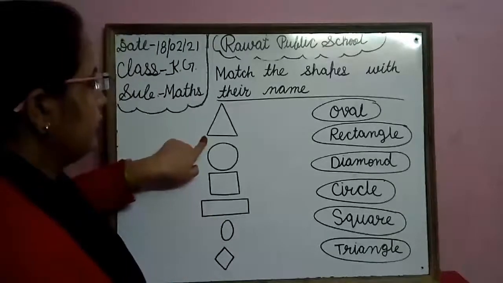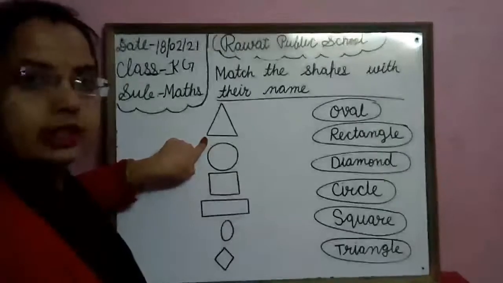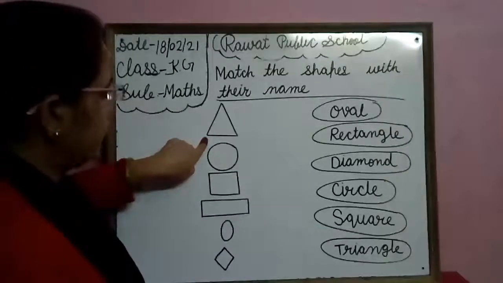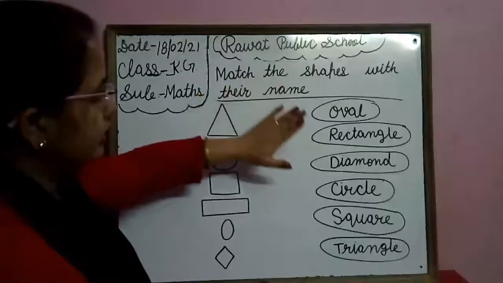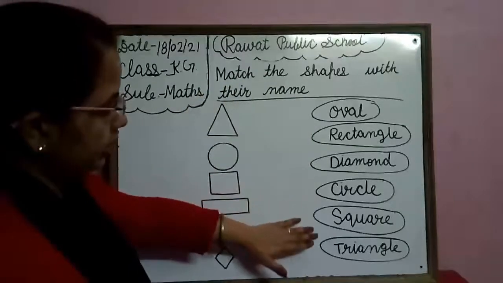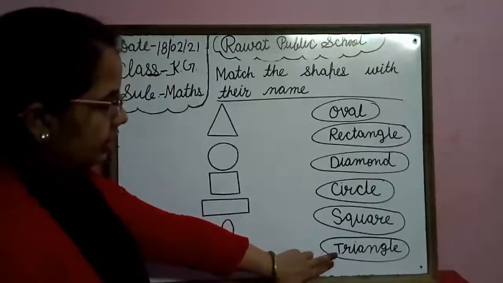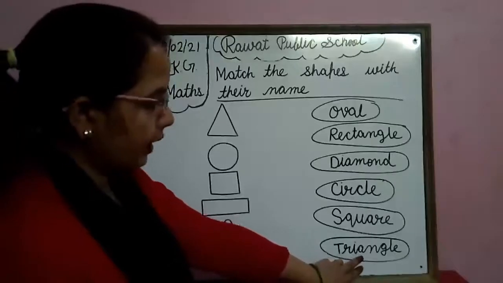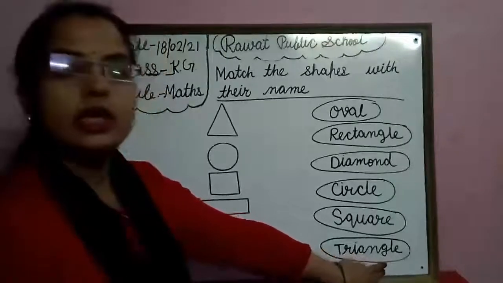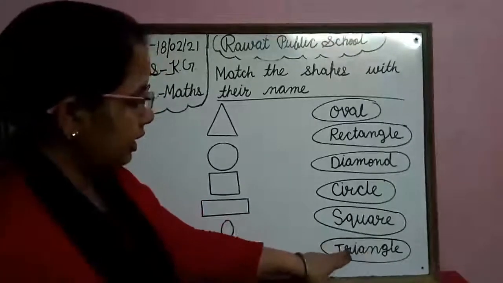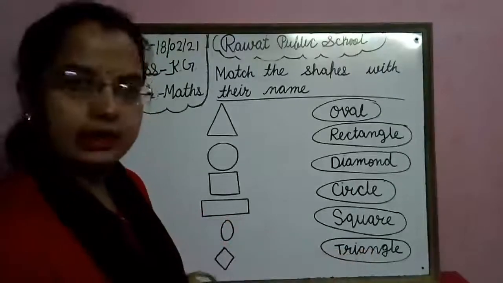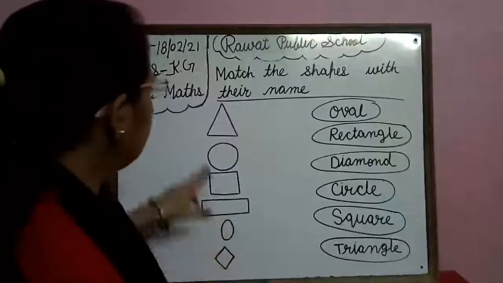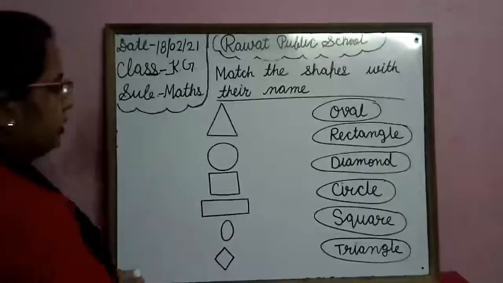Which shape is this? This is triangle. So search the name of triangle. This, T-R-I-A-N-G-L-E, triangle. So match the triangle with their name.